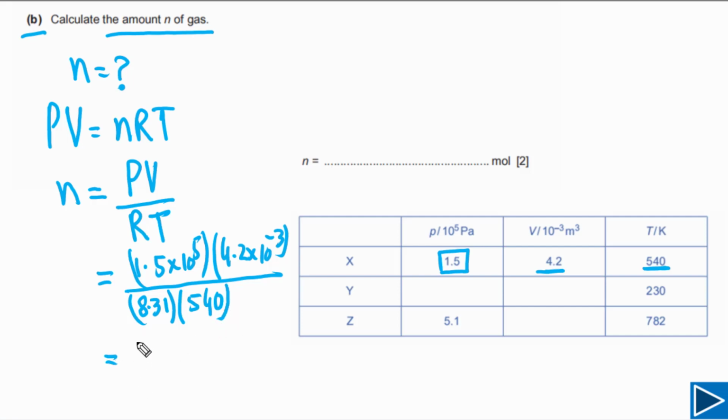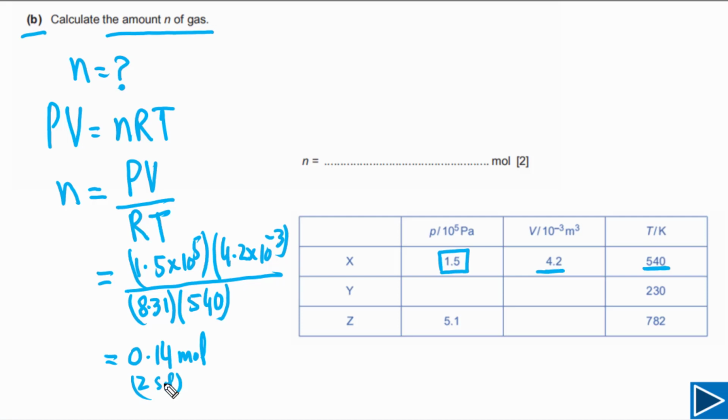So if we calculate this one, our final answer will be 0.14 moles up to 2 SF. So this is our final answer up to 2 SF. We have to use 2 SF in this case because the least number of SF we have is 2, and here also we have 2.